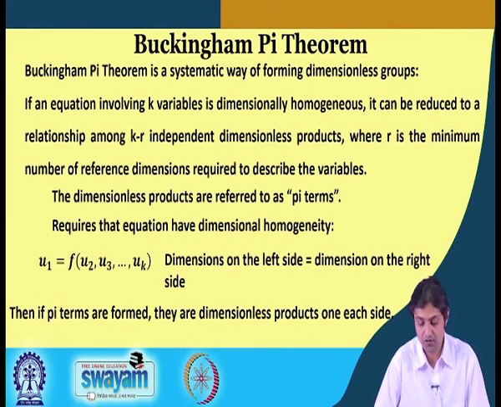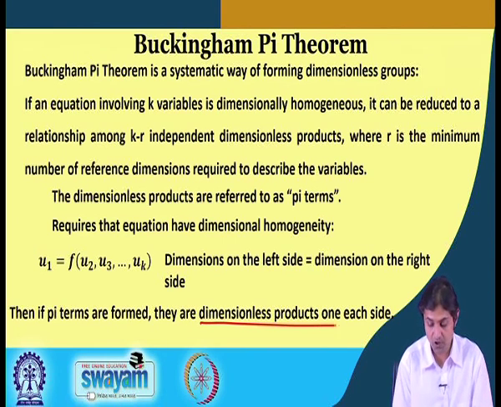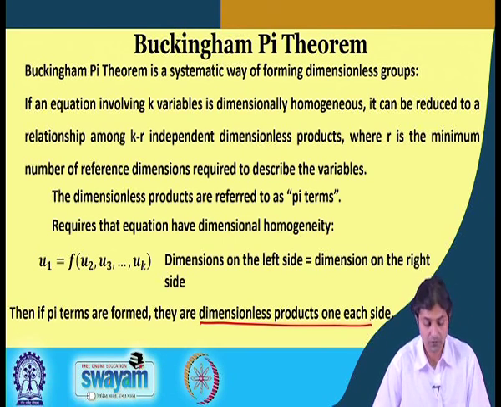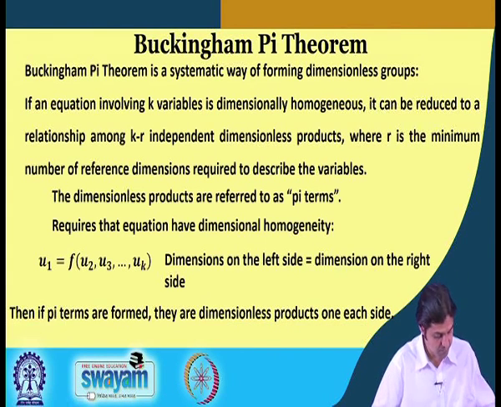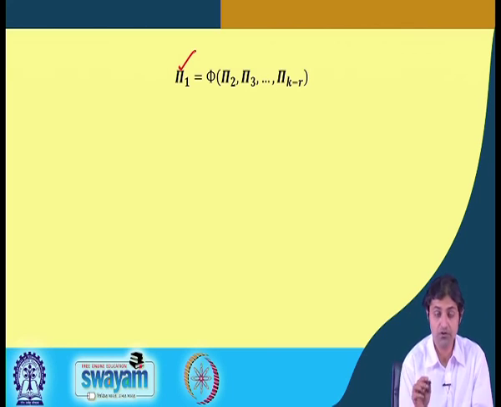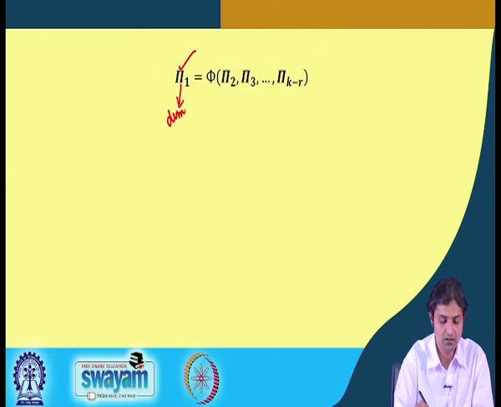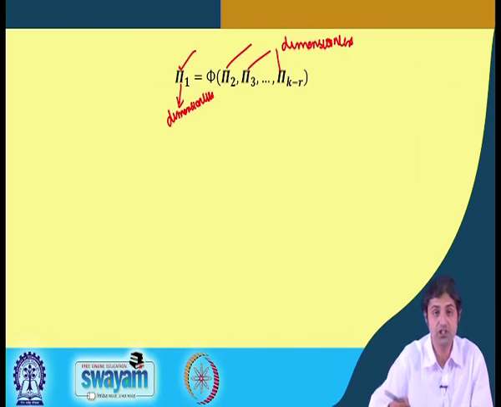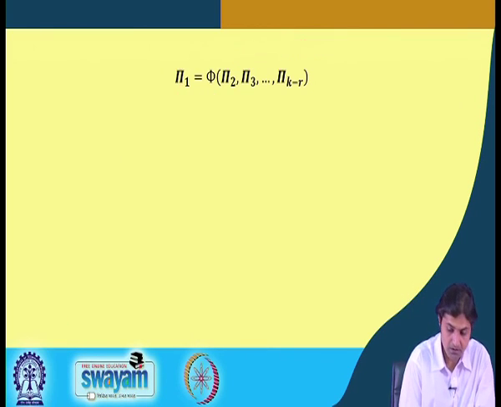Then if pi terms are formed, they are dimensionless products, one on each side. So, these will be dimensionless groups. Pi 1 is the first pi term, so the final equation is going to be pi 1 is a function of pi 2, pi 3, and so on, because these are also dimensionless. Same here, all these things are dimensionless. So, dimensional homogeneity is going to be maintained.